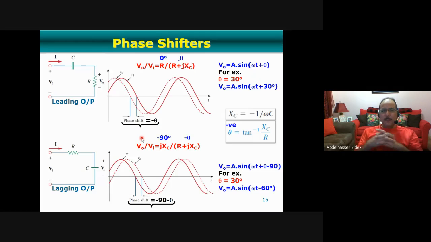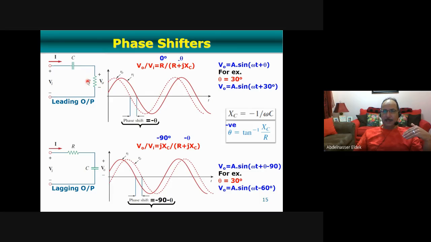The last part of this chapter is about phase shifters. If you want to add phase shift, we have a lot of applications that require phase shifters. The simplest phase shifter is an RC or RL circuit, like this one here.